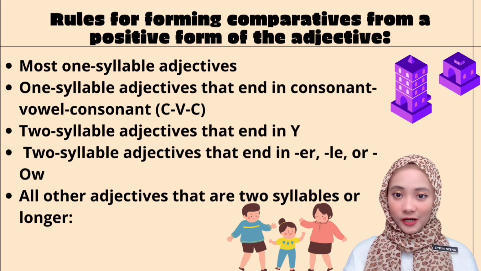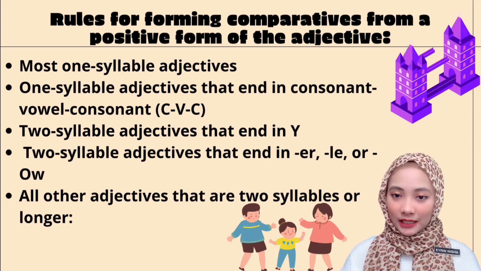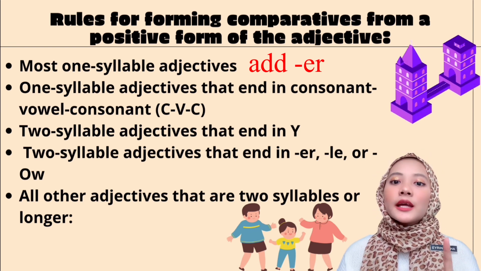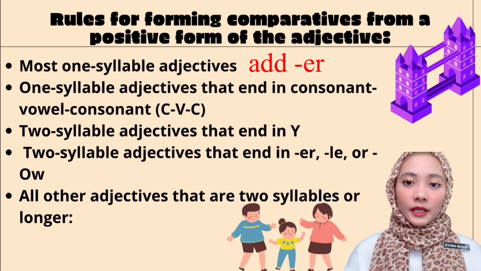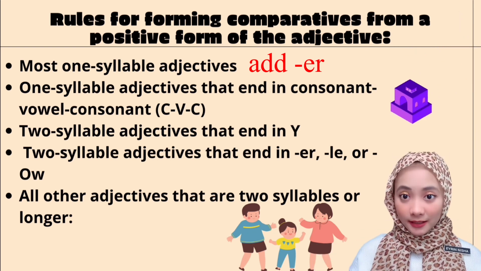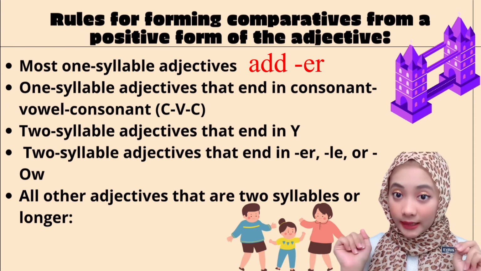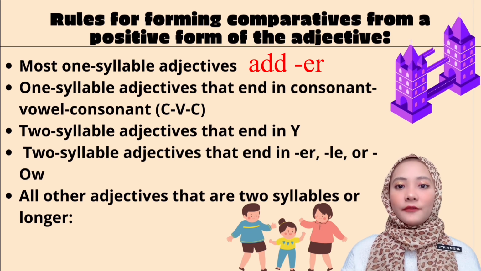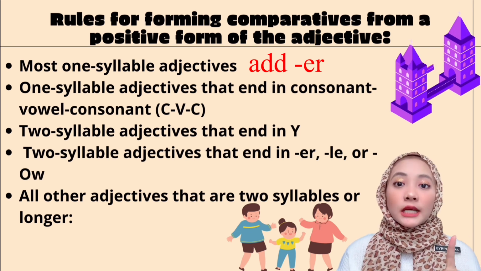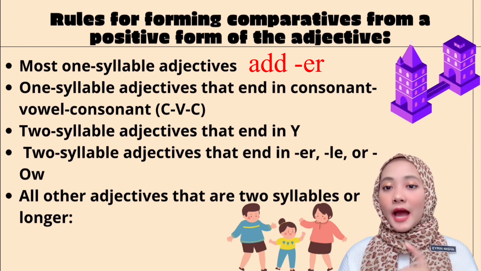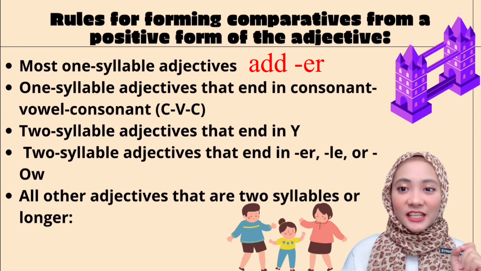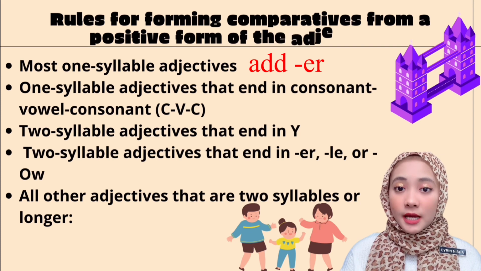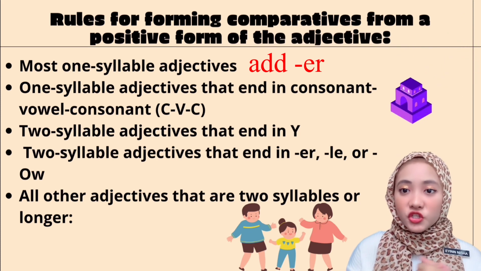The first rule: for most one-syllable adjectives, we add er to the end. For example, clear becomes clearer. If the adjective ends in the letter e, just add r. For example, free becomes freer. If the adjective ends in y, you sometimes replace the y with an i just before adding er. For example, dry becomes drier, but shy becomes either shyer or shier.